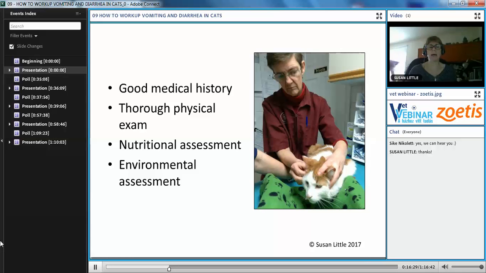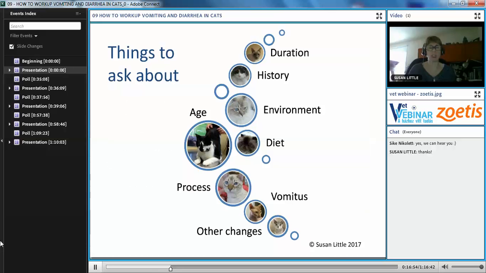There are a couple of key assessments that I like to have on these patients. A nutritional assessment, of course, because dietary factors can be a cause of both vomiting and diarrhea. And we've already alluded to the fact that as part of their stress response, some cats will have vomiting or diarrhea. So we need to think about the environment that they're living in as well. We'll look at each of these in a little bit more depth.